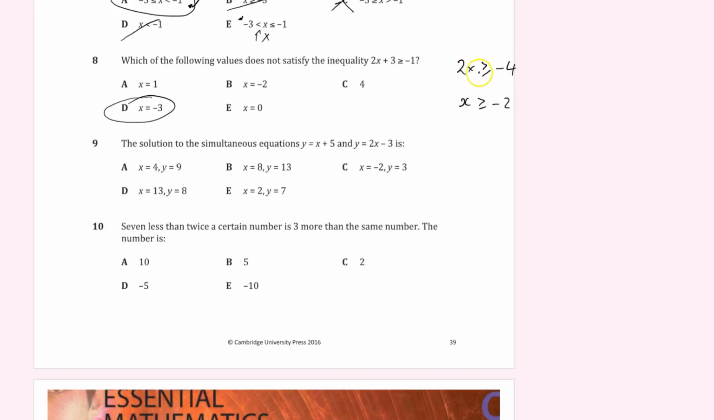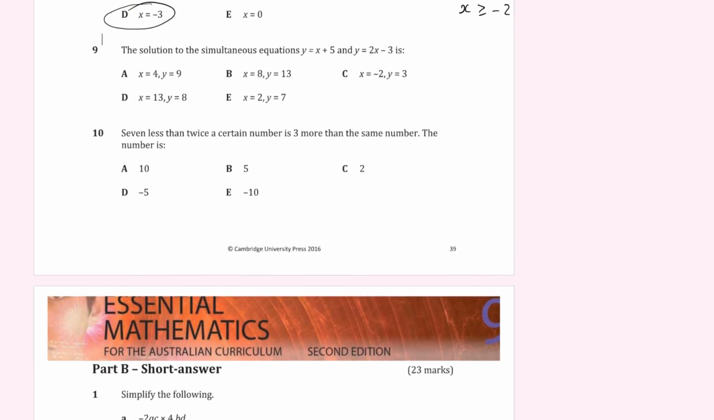If you're not sure or you want to double check, you can just substitute the numbers in. If I put 1 in for x, I get 2 plus 3 is 5. That works. -2, that'd be -4 plus 3 is -1. Well, that's equal to, so that'd be all right. When I try -3, you'll see I'll have 2 times -3 is -6. If I add 3, that's -3. -3 is not greater than -1. Again, D is the one we've got to get rid of.